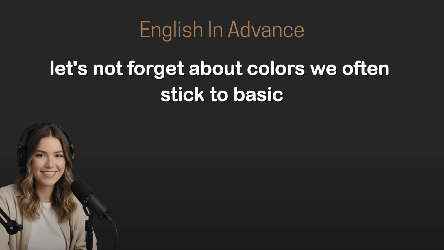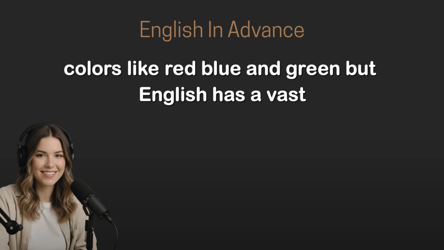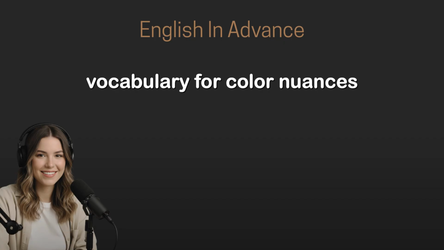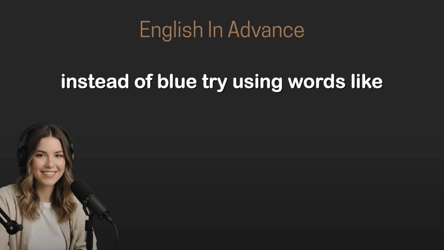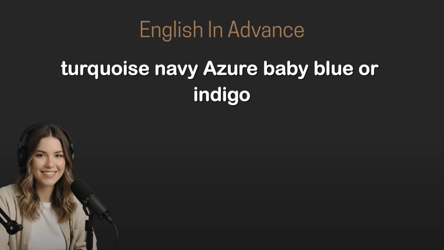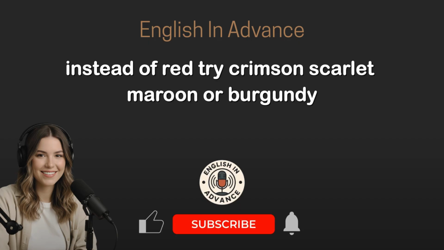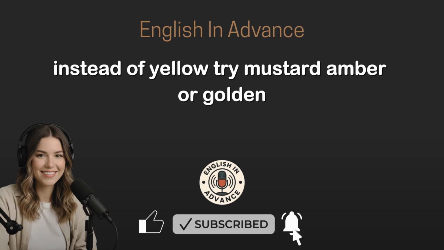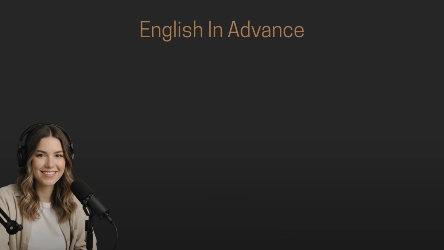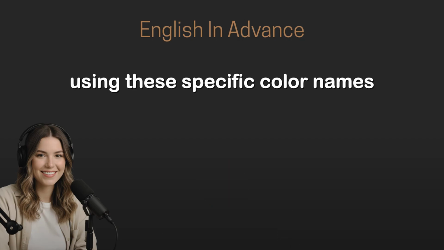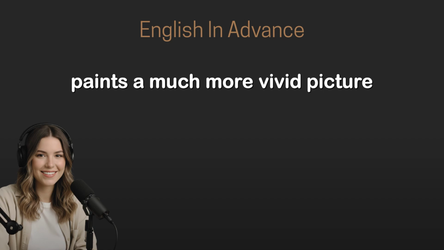Let's not forget about colors. We often stick to basic colors like red, blue, and green, but English has a vast vocabulary for color nuances. Instead of blue, try using words like turquoise, navy, azure, baby blue, or indigo. Instead of red, try crimson, scarlet, maroon, or burgundy. Instead of yellow, try mustard, amber, or golden. Using these specific color names paints a much more vivid picture.